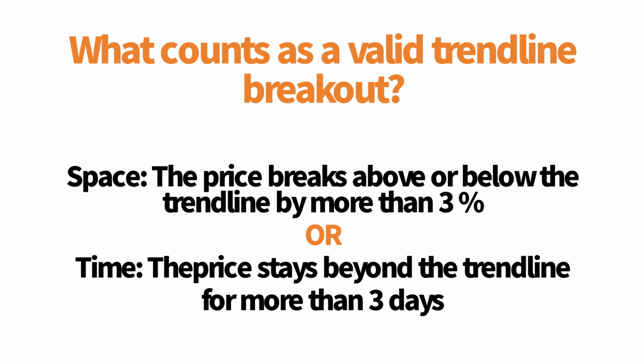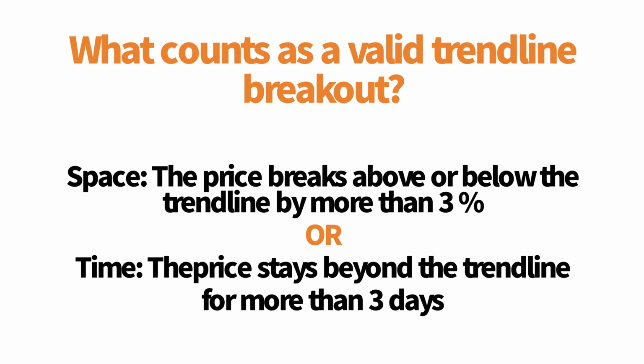So what counts as a valid trend line breakout? There are 2 common standards. First, if the price breaks above or below the trend line by more than 3%, it's considered a valid breakout. Second, if price stays beyond the trend line more than 3 days, that also confirms a breakout. So one is a price-based rule, the other is time-based. Say your stock dips below the trend line one day, but not by much. Just a small break, not 3%. You can wait and watch for 3 days. If it doesn't recover in that time, you should sell. The uptrend might be over. Of course, this is just a commonly used rule. You can always define your own rules.